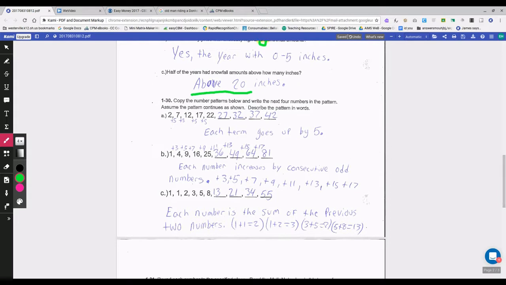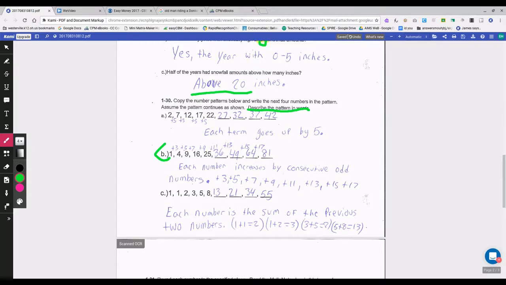Question 130 is a little sequence thing, kind of like our patterns with our dots the other day, but this is dealing with numbers. Sometimes you got to play around with these patterns to figure them out. I believe B and C are a little more challenging. But remember, it said describe the patterns in words. So if you did not describe the patterns in words, you might want to take some time and go ahead and do that if you haven't already.